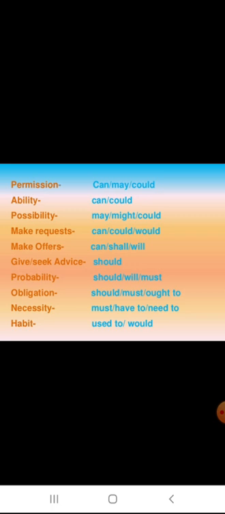Give or seek advice: you can use should. Probability: should, will, must. Obligation: should, must, ought to. Necessity: must, have to, need to. Habit: used to, would. So these are helping verbs. These are the reasons we use them.